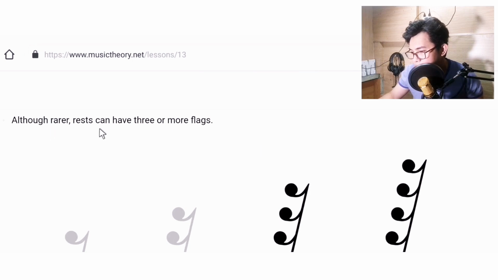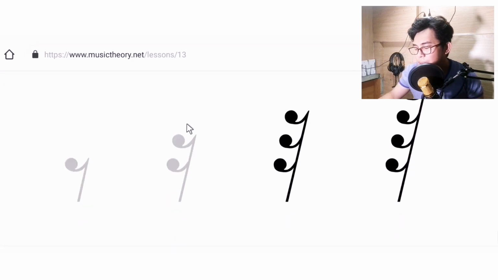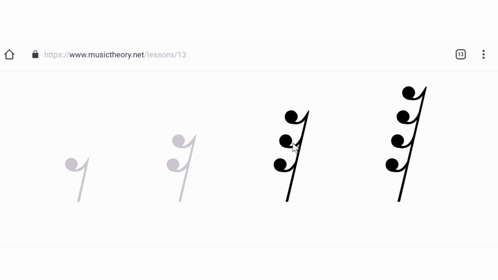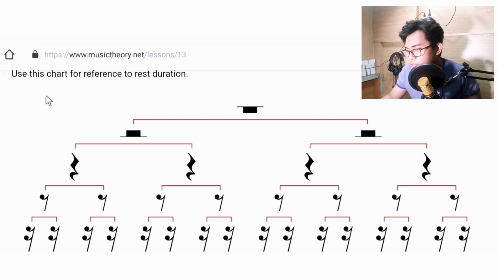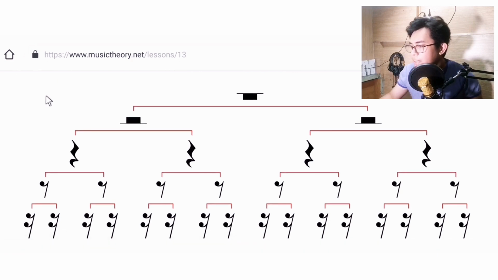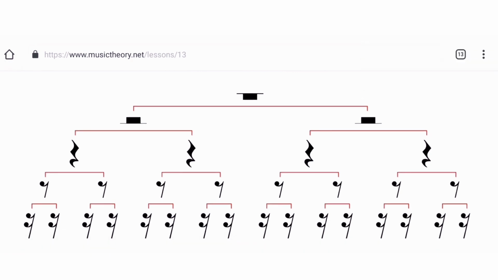Although rarer, rest can have 3 or more flags. So, ito yung diagram katulad dun sa note duration natin. Mas lumiliit yung duration ng notes, mas dumadami yung flag. So, we have 32nd rest and we have 64th rest. So, tulad sa note, meron tayong 32nd note and then we have 64th note. So, use this chart for reference to note duration. Ayan. Screen cap, again, para meron kayong diagram, meron kayong basis sa pag-aaral nyo ng music.